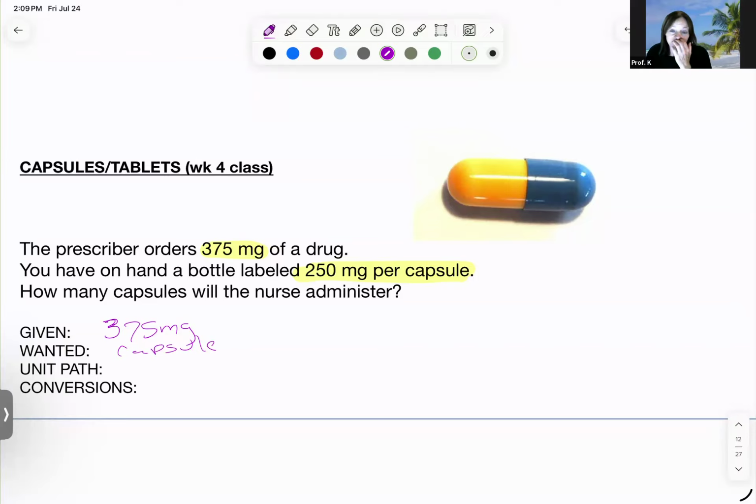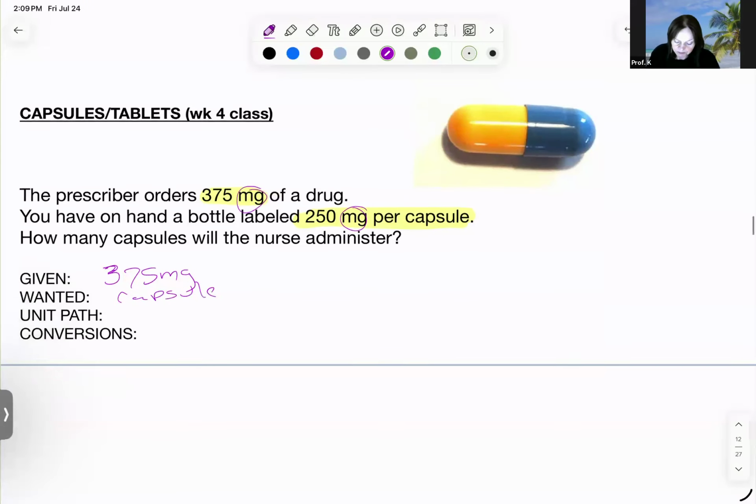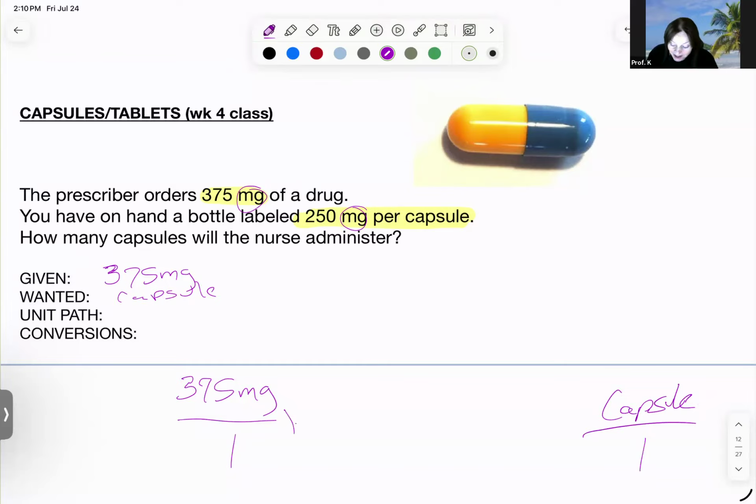So my path is, there's really not a path because I don't need any conversions, because what's available to me is milligrams, and what I need is in milligrams. So I start with my given, 375 milligrams, and I put it over 1. My wanted is, what am I going to give my patient? And that's capsule. And I'm going to put that over 1. So now I need the word capsule in the numerator. And this is what dimensional analysis is. It's eliminating and getting to the unit of measure. So how do I get rid of milligram?